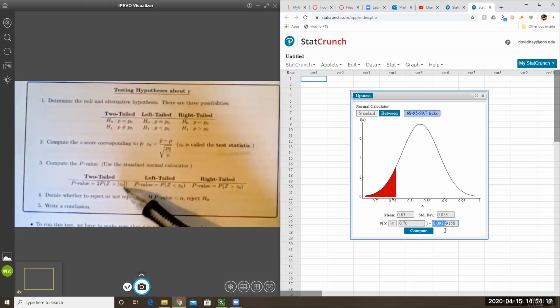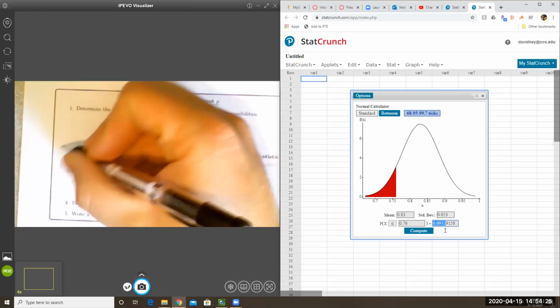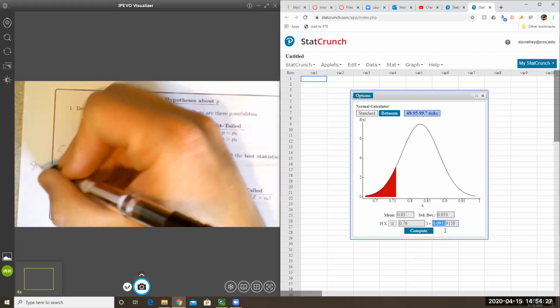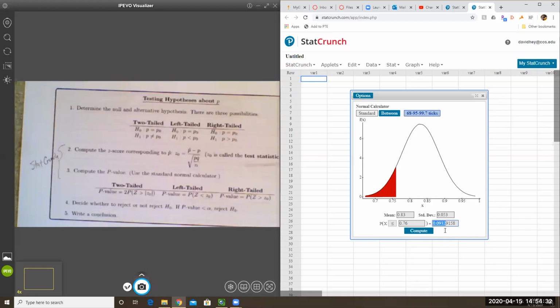And in each of these cases, z sub 0, right, that's your test statistic that you got from step 2. Again, StatCrunch is going to do this for us. So it's even less complicated than it looks here.